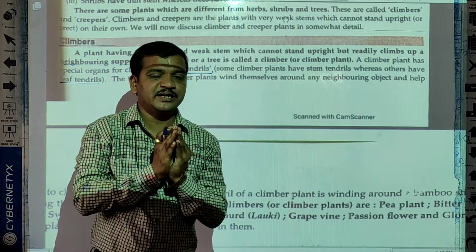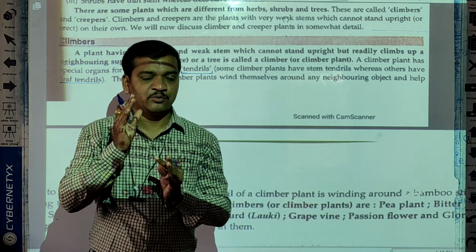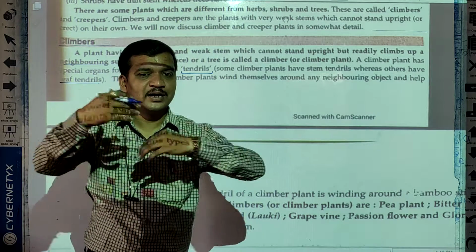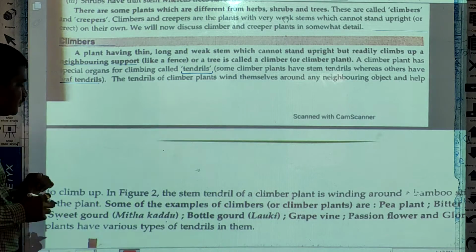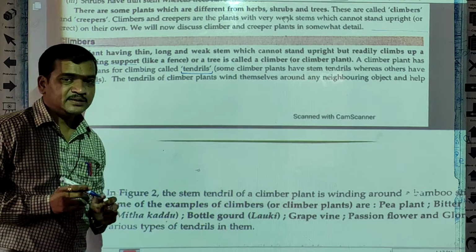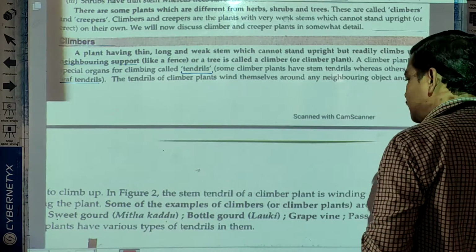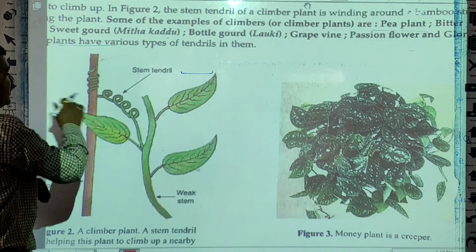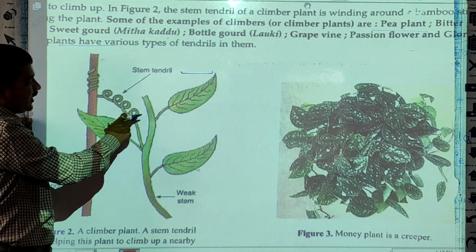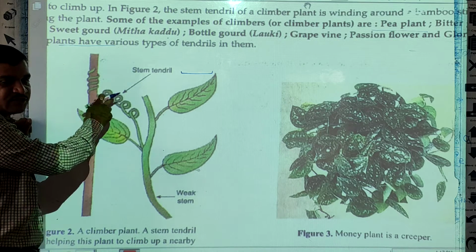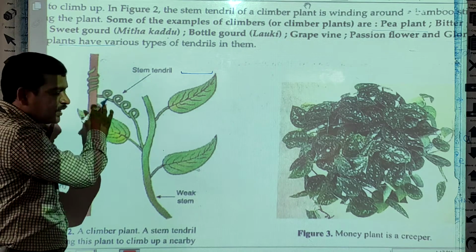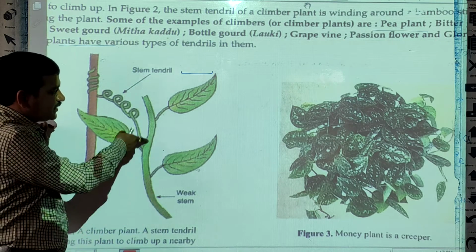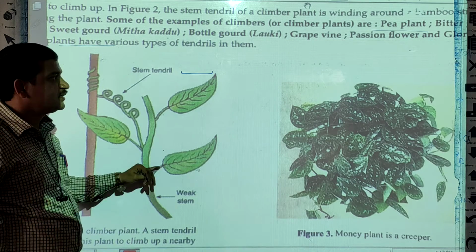So the tendrils of climber plants wind themselves around that object and grow upward. So these plants specially require support. And what is the main organ? Tendril is the main organ which is used to climb the object. You can see the tendril part. I will show one more time here. This is the green tendril. This tendril is used to hold the object, and then the further part grows upward. And this is the weak stem.